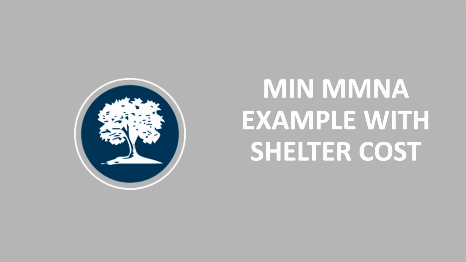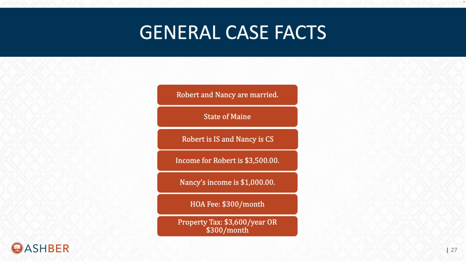All right, so let's take a look at a more complex case example here. This one is going to involve the minimum MMNA or min-max state with the shelter costs included. So we're going to add a few steps at the beginning here to show you how this actually works with the shelter cost and the minimum MMNA. So again, we're going to hold everything constant for Robert and Nancy in this situation, except we are going to assume that Robert and Nancy are residents of the state of Maine.